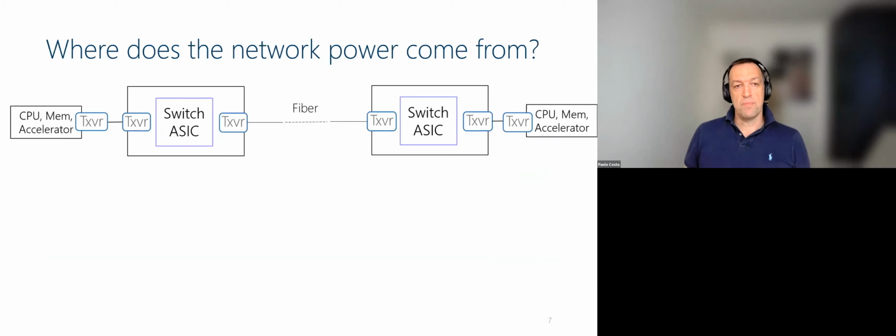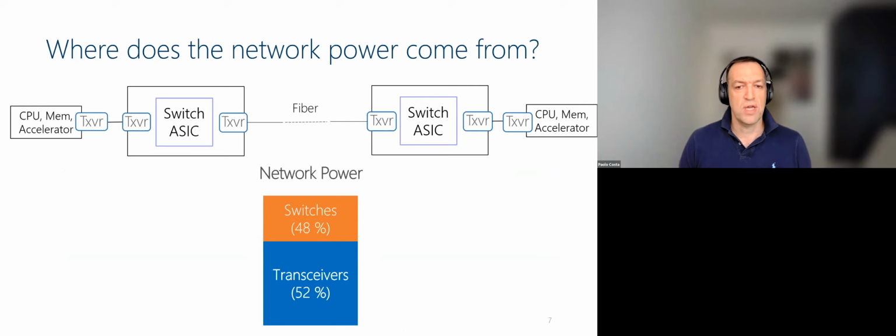So stepping back a second, where does this network power come from? Here I'm perhaps overly simplifying, but at a high level, there are two main components. There are the transceivers, which translate between the optical and the electrical signal. And then there are the switch ASICs themselves, which are based on standard CMOS technology. Depending on how you count, the power is roughly split between the two. Again, we shouldn't fixate on the exact numbers, but at a high level it is a more or less equal contribution. So let's first focus on the first component, the transceivers.